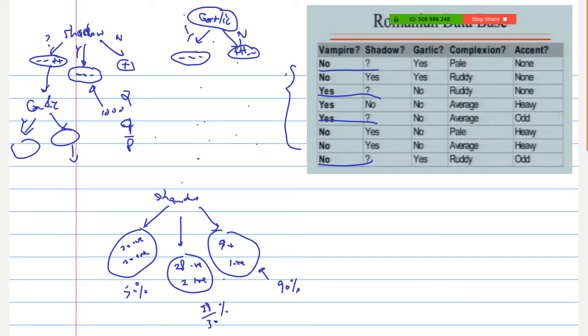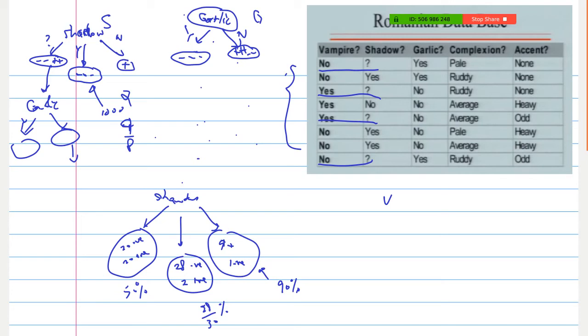I should say that this is not related to this class, and it does not have a theoretical basis here. Instead, we can look at what we studied earlier, right? So this is the shadow. I call this a random variable S here. Let's say whether it's a vampire is a random variable V here, and garlic is a random variable G here.